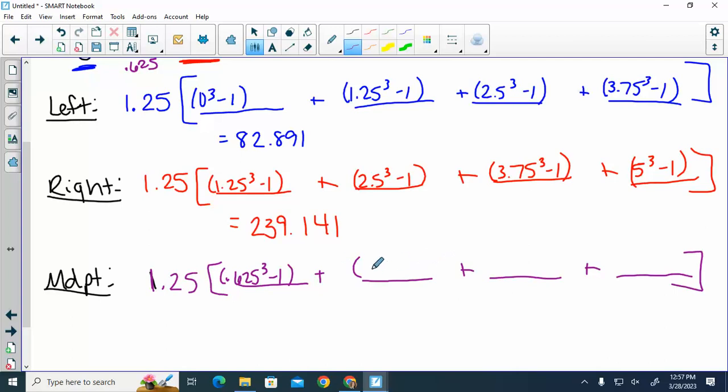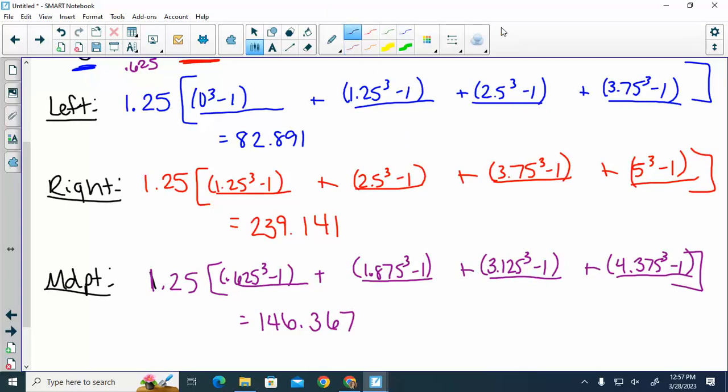So if I add my 1.25, I get 1.875. Add my change in x, so 3.125. And add my change in x, and I get 4.375. And that one should fall somewhere in between the left and the right, and it does. It's 146.367. Is that okay?